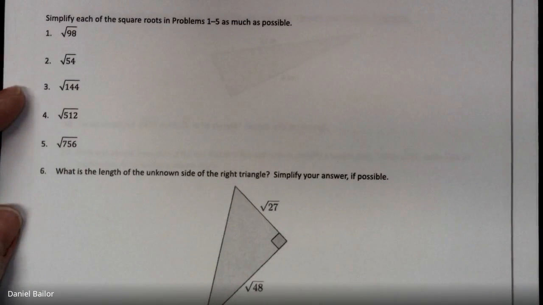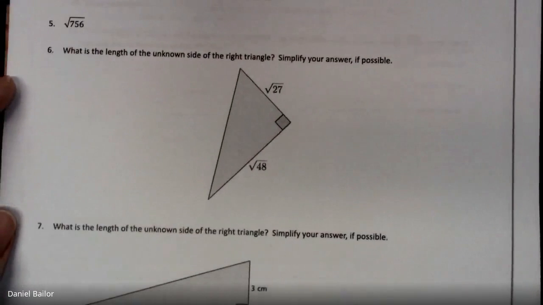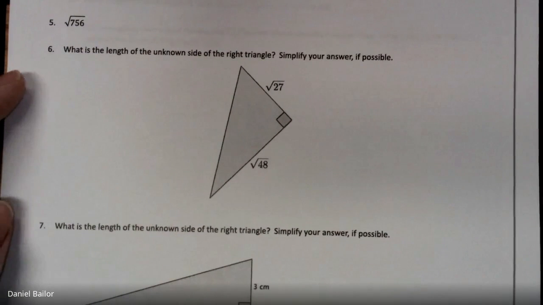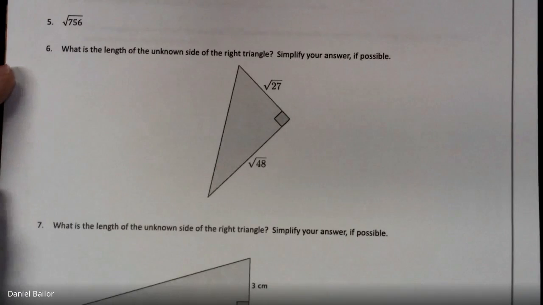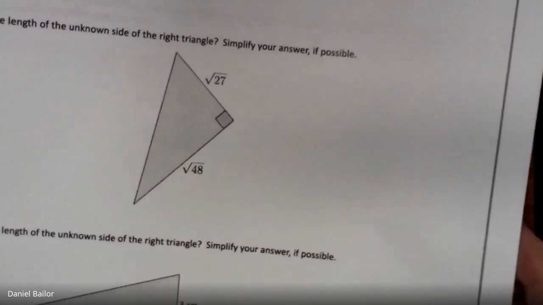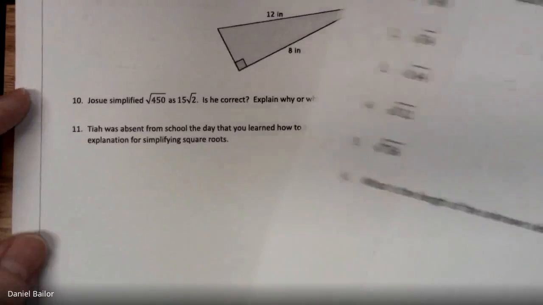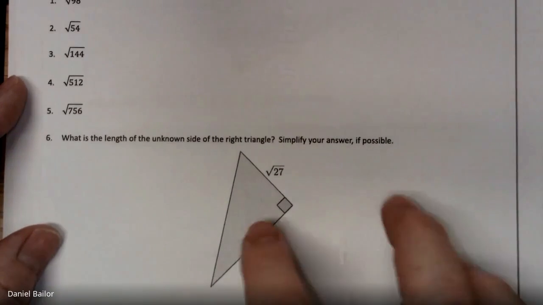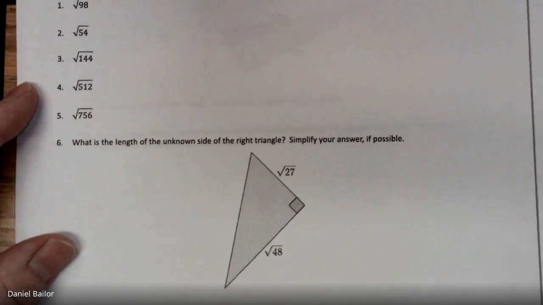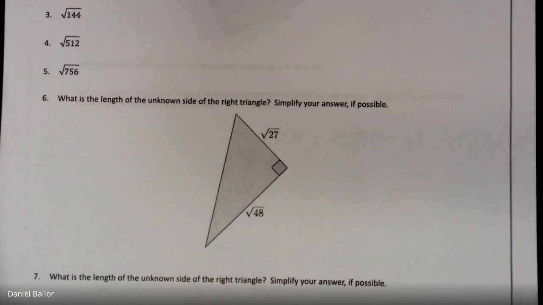Find the perfect square factors to help you simplify. And then it's going to ask you to combine this lesson with lesson 1, where we learned the Pythagorean theorem. So you're going to use the Pythagorean theorem for 6, 7, 8, and 9. So you have triangles. You have to find the missing side using the Pythagorean theorem and square roots. So this is combining your knowledge from the first 4 lessons in this module in the problem set.